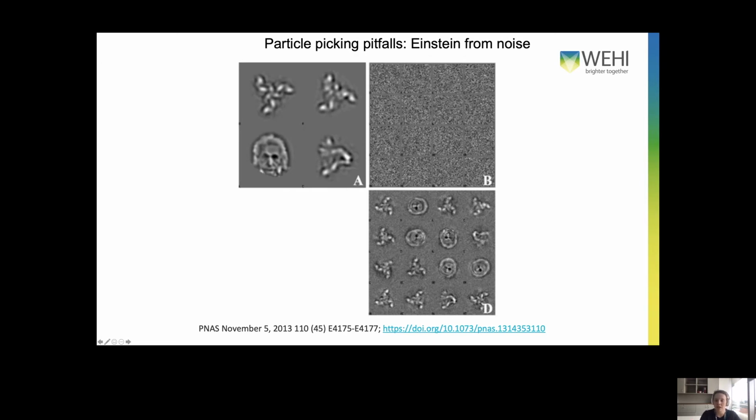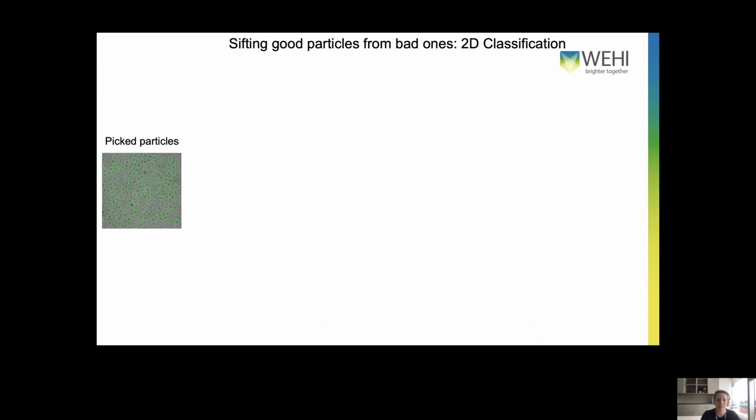So there are ways to mitigate this for particle picking, and one of them is to low pass your templates. This is what's currently done. Again, template picking is still one of the most common techniques for identifying particles in the micrographs. However, it needs to be used with caution.